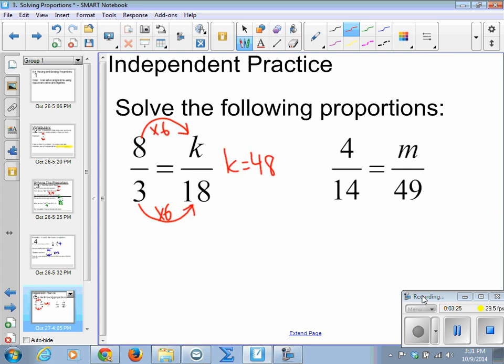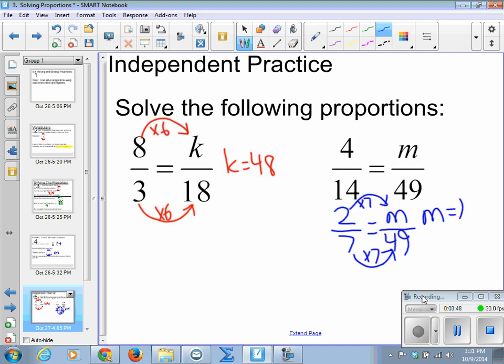And then over here, no easy way of going from 14 to 49. But we can simplify 4/14ths into 2/7. 7 times 7 is 49. So we do 2 times 7. And m equals 14.